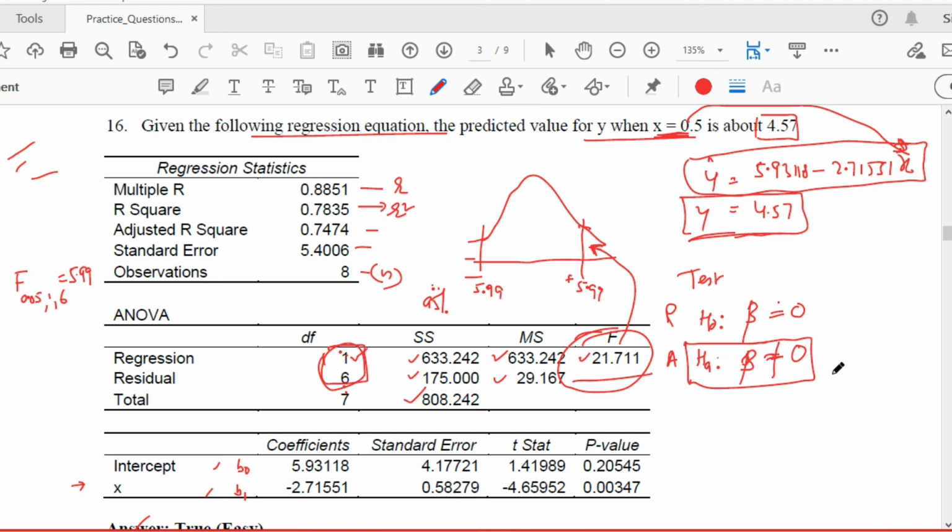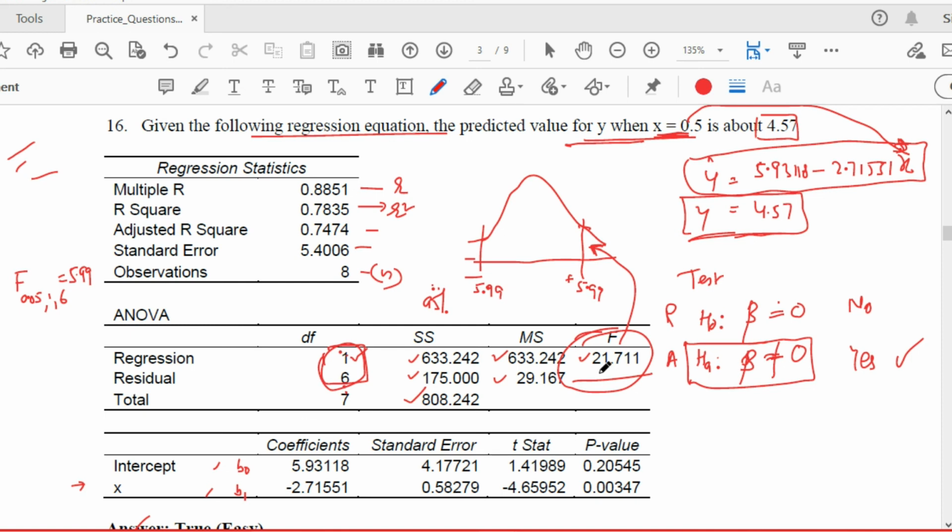So we reject our null hypothesis and do not reject our alternative hypothesis. This says no relation, and that says yes relation, so we are accepting this. So yes, there is a relationship between x and y. Very clear.